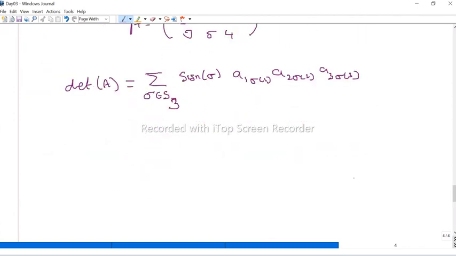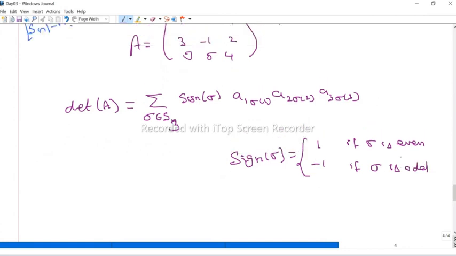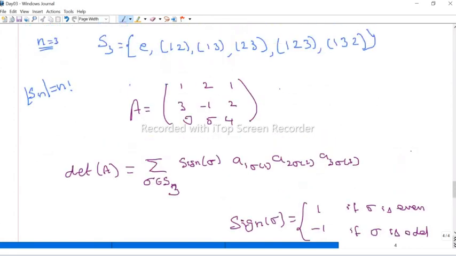Now what do you mean by the sign of a permutation? If you take any permutation, the sign of the permutation sigma is either 1 or minus 1, only 2 values. It is plus 1 if sigma is an even permutation. So what do you mean by even permutation? I will tell. If sigma is odd, the sign is minus 1.